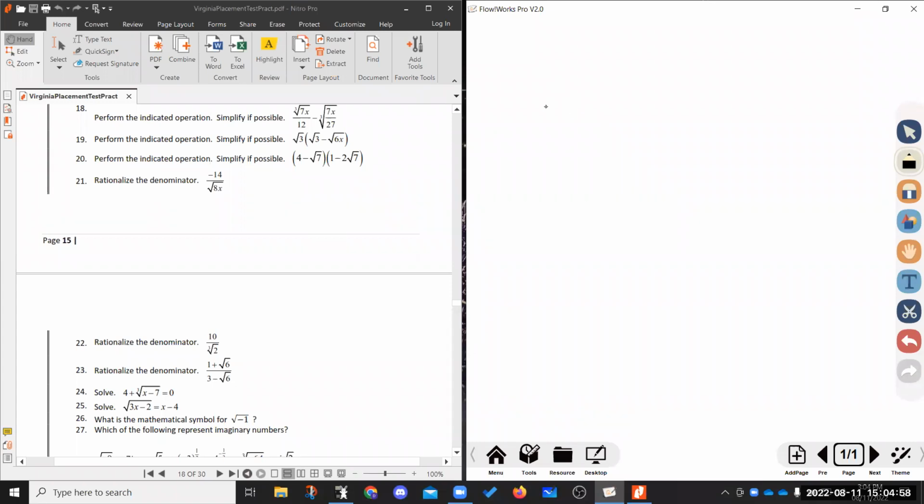Perform the indicated operation, simplify if possible. So when I take root 3 times root 3, that's 3. When I multiply the insides of these roots, I get 18. 18 has a perfect square of 9 as a factor. It simplifies like that.